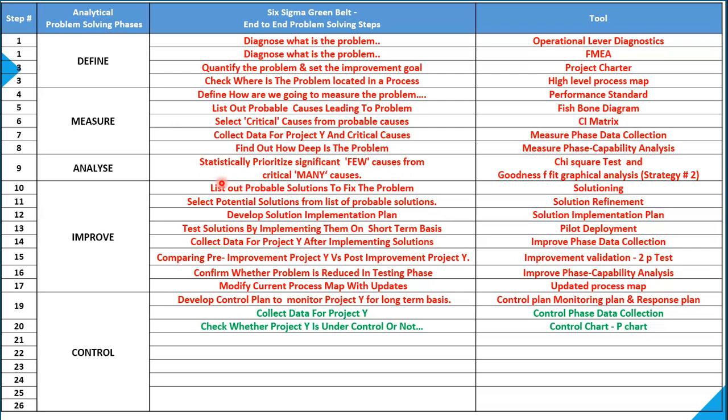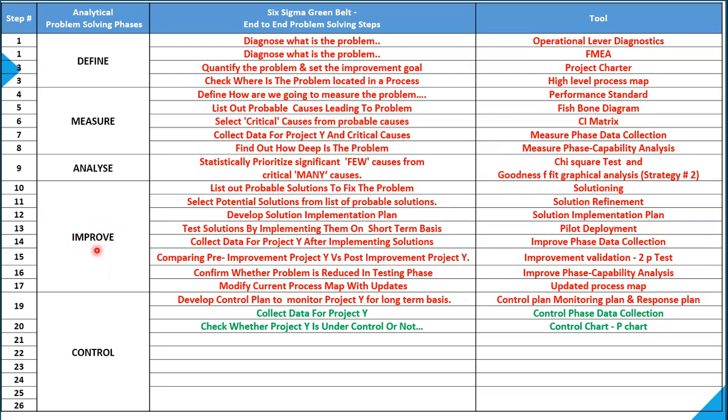So how are we going to find out statistically significant causes? With the help of statistical tests. So we have just gone through the chi-square test and goodness of fit test, that graphical analysis thing, right? And now when we found the statistically significant causes, in other words, few statistically significant causes from the critical many causes, we need to find the solutions for those few statistically significant causes.